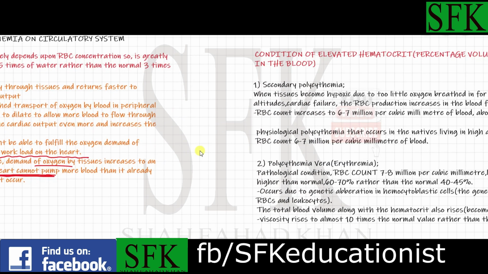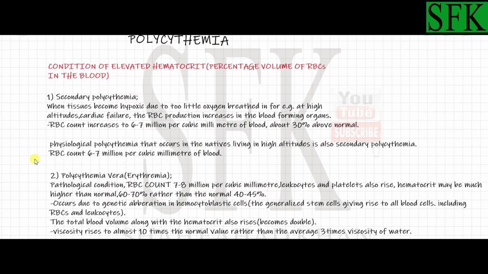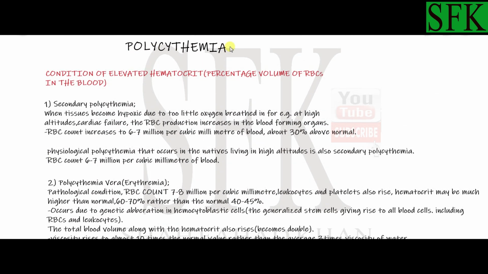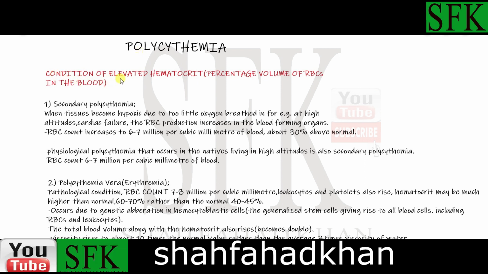Now let's look at this lecture's main topic, polycythemia. Polycythemia is actually the reverse of anemia. In anemia, we know that the hemoglobin concentration decreases in the blood. Over here, it is a condition of elevated hematocrit. Hematocrit is basically the percentage volume of RBCs in the blood.